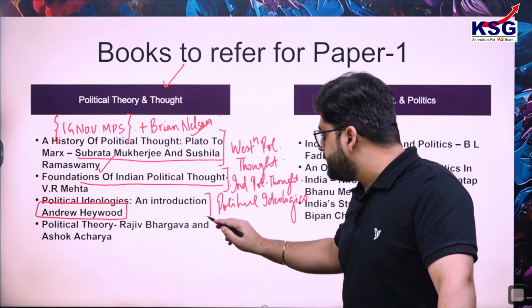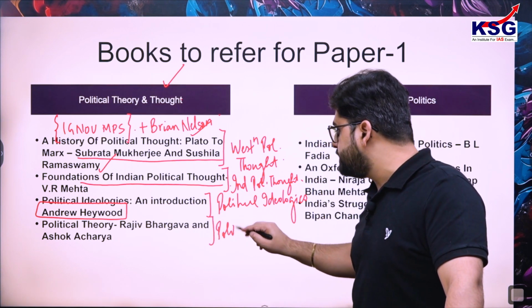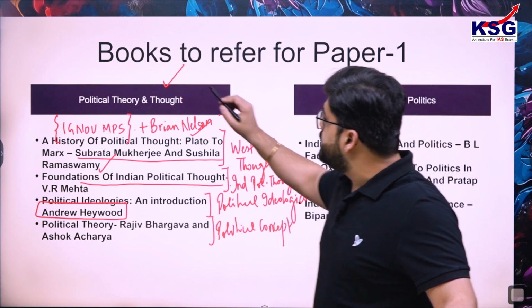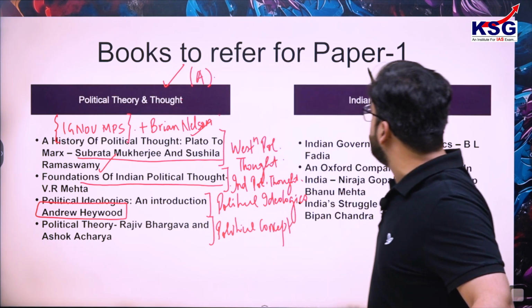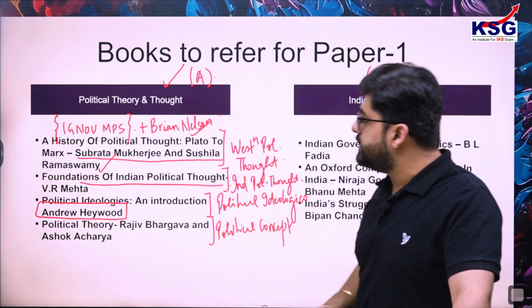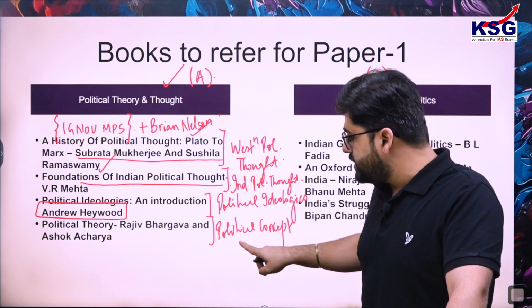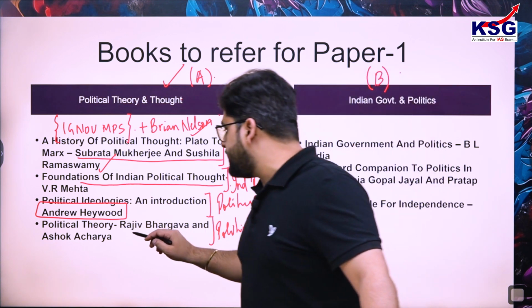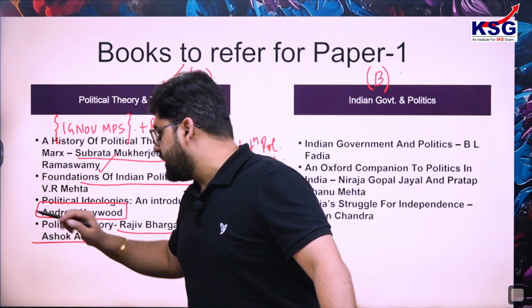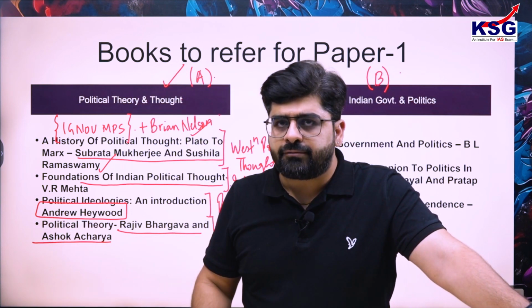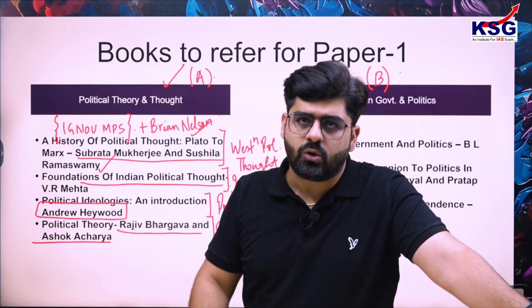Last is the political concepts part. So we have divided paper 1 part A, which is part A of paper 1, as opposed to part B of paper 1. Part A we have divided into 4 parts: Western political thought, Indian political thought, political ideologies, and political concepts. For this, the book by Rajeev Bhargava and Ashok Acharya is a very good book, although the language is on the tougher side, but you can refer to this book also.